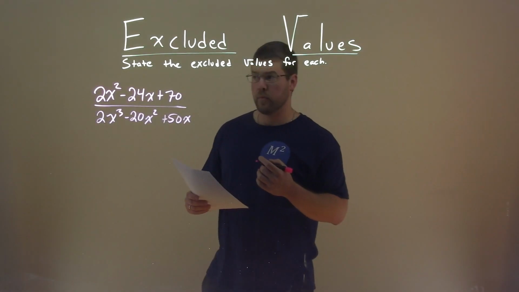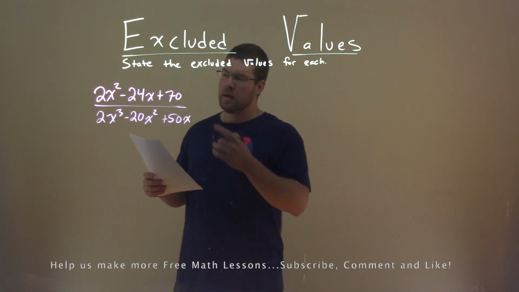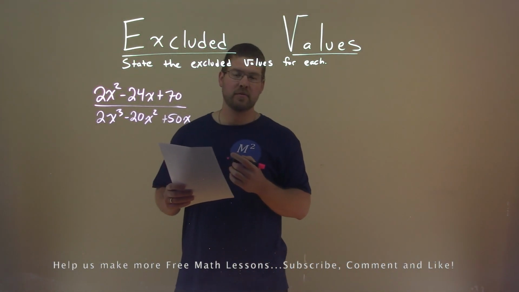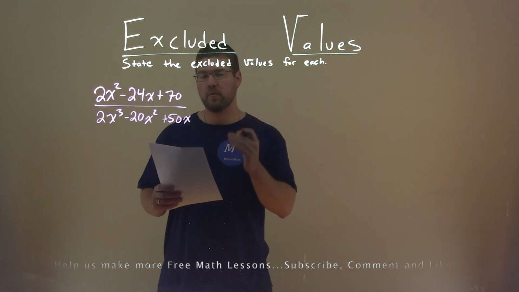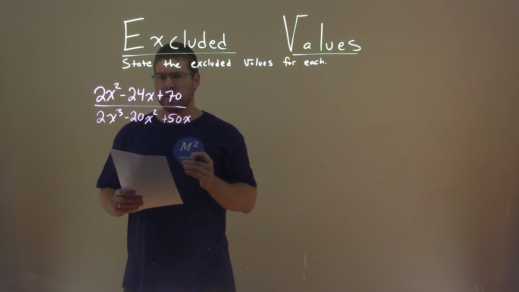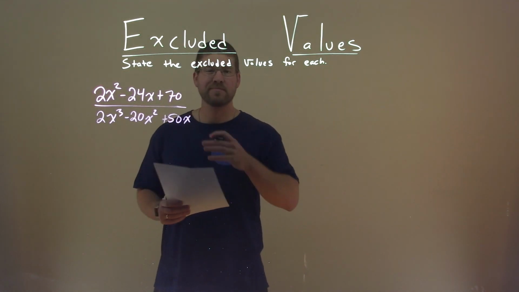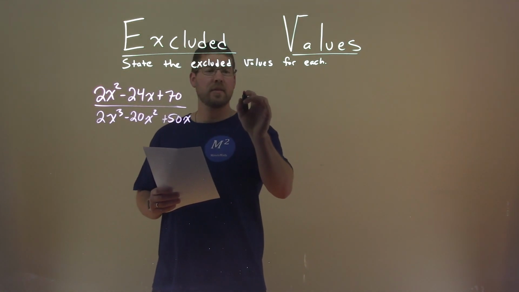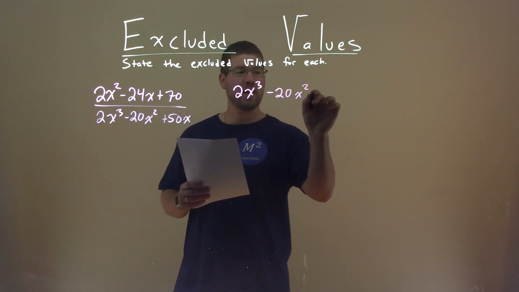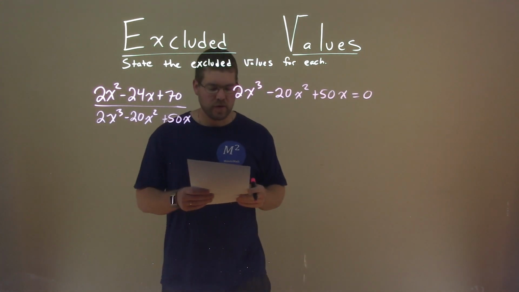We're given this problem right here. 2x squared minus 24x plus 70 over 2x to the third power minus 20x squared plus 50x. And we want to find the excluded values. Well, we know this is a rational expression here, and we cannot divide by 0. So when 0 is in the denominator, there's our issue. So we're going to take the denominator, 2x to the third power minus 20x squared plus 50x, and we're going to find when that is equal to 0.